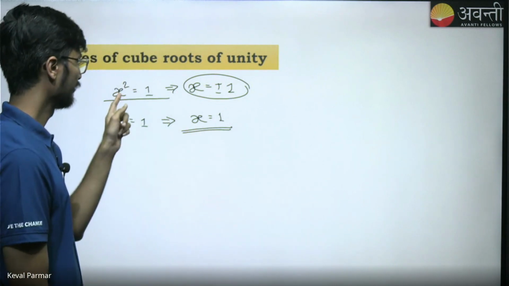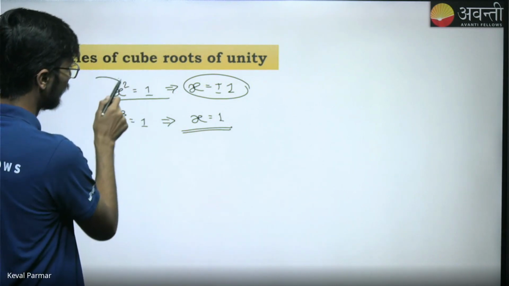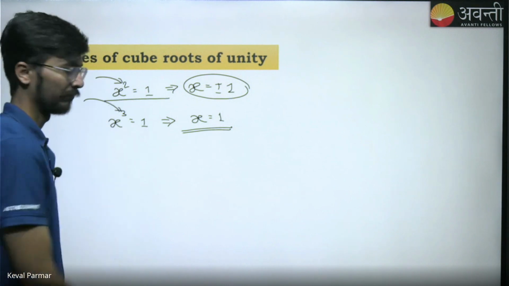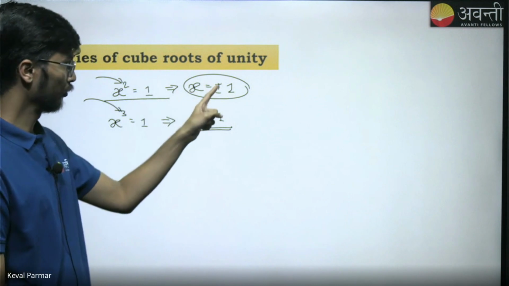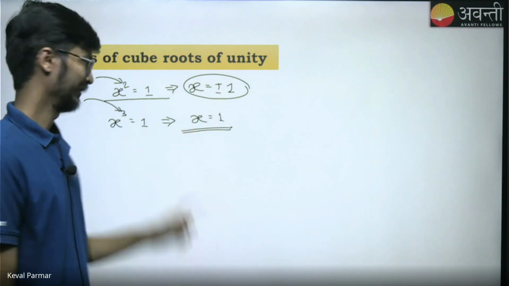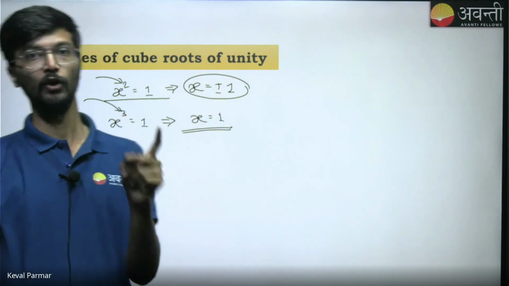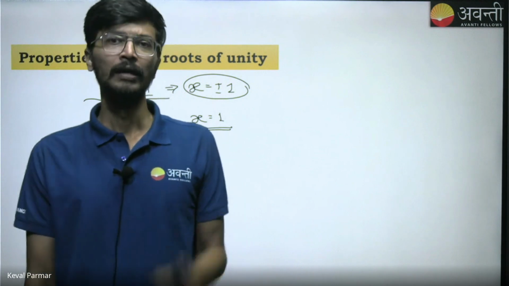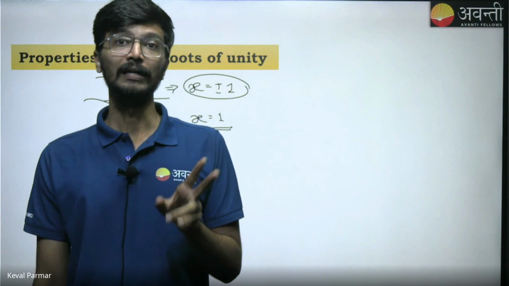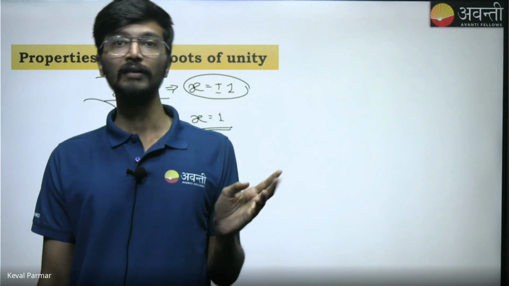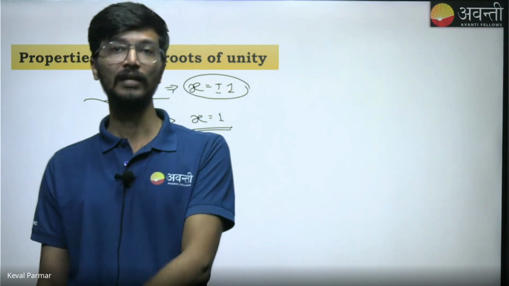Why? Because here the degree denotes the number of roots. Here the degree was 2, so we got 2 roots, plus 1 and minus 1. Here the degree is 3, so we should have got 3 roots. That means we got one of the roots as 1. The other two roots which we did not get were imaginary roots.